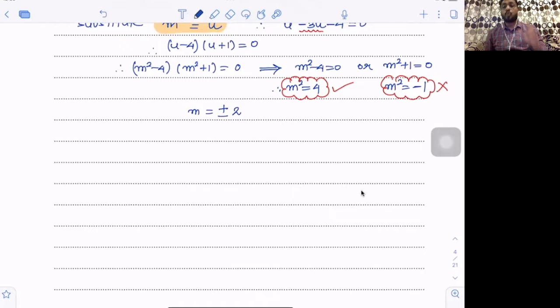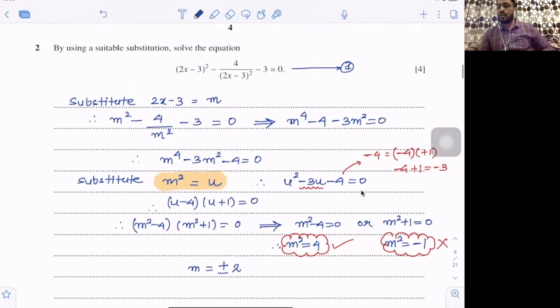But now you want to really remember that you are not solving for m, you are solving for x. Do you recall your question, students? The question says, by using a suitable substitution, solve the equation. The equation, if you observe, is 2x minus 3 the whole square minus 4 upon 2x minus 3 the whole square minus 3 equal to 0. So you are solving for x.